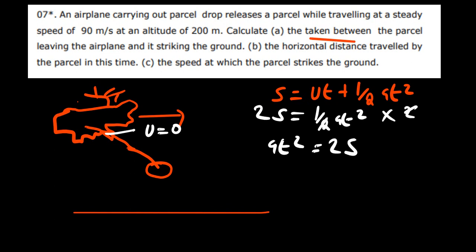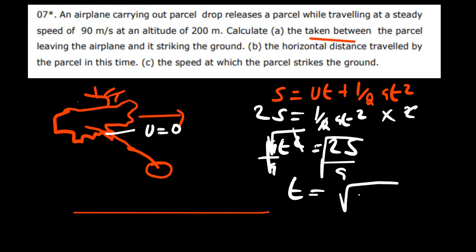Then for me to remain with my t, I'm going to divide by acceleration on both sides. Then for me to remain just with a single t, I'm going to take the square root on both sides so that the square and the root will cancel. So t is equal to the square root of 2s over acceleration. That's the formula that we are going to use. Now, the square root of 2 multiplied by the s, the height we've been given, which is 200 meters.